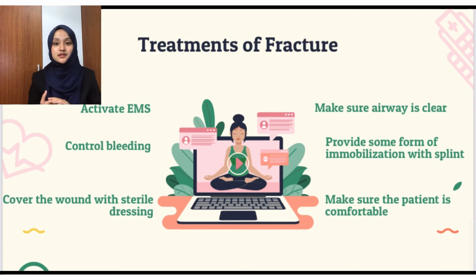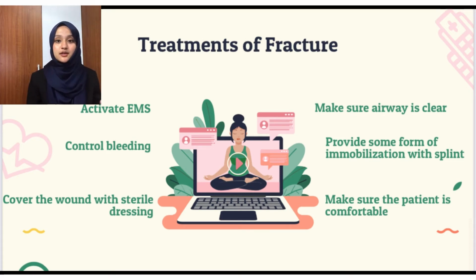Next, provide some form of immobilization with a splint. So, what does it mean by immobilization? It refers to the process of holding the joint or bone in place with a splint. This is done to stop the injured area from moving while it heals. So, what is the purpose of immobilization?